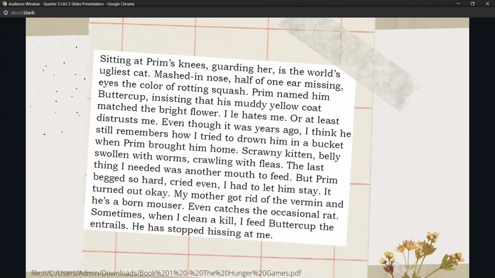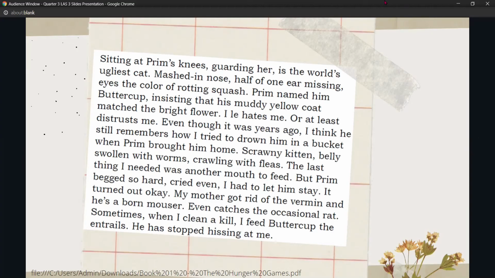Scrawny kitten, body swollen with worms, crawling with fleas. The last thing I needed was another mouth to feed. But Prim begged so hard, cried even. I had to let him stay. It turned out okay. My mother got rid of the vermin and he's a born mouser. Even catches the occasional rat. Sometimes, when I clean a kill, I feed Buttercup the entrails. He has stopped hissing at me.